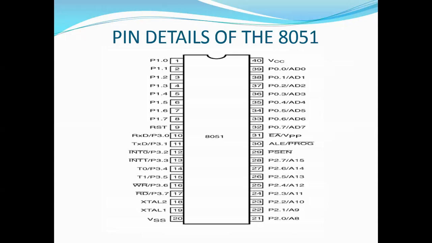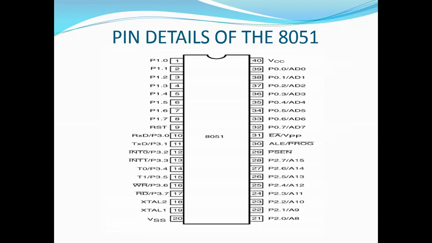These are the pins. Pin number 1 to 8 is port 1, pin number 9 is reset, pin number 10 to 17 is port 3, then 18, 19 crystal, 20 ground, pin number 21 to 28 port 2, 29 program store externally, pin number 30 address latch enable, pin number 31 external access, pin number 32 to 39 port 0, pin number 40 VCC.